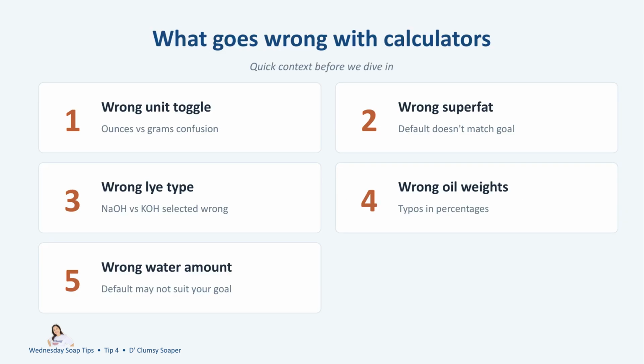Before we get into the details of each mistake, let me give you a quick picture of what we are actually dealing with here. Lye calculators are powerful tools, but they are only as accurate as the information you feed them. There are 5 main places where soap makers consistently go wrong: unit selection, superfat percentage, lye type, oil weights, and water amount. Each one seems small on its own, but any single error can throw off your entire formula. And in soap making, that means a batch that is either lye heavy or too soft to use.